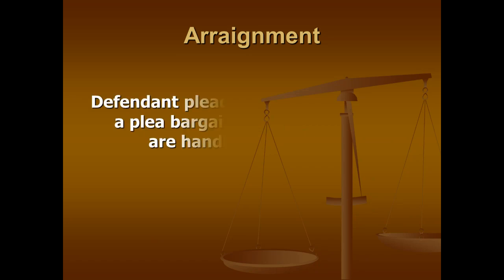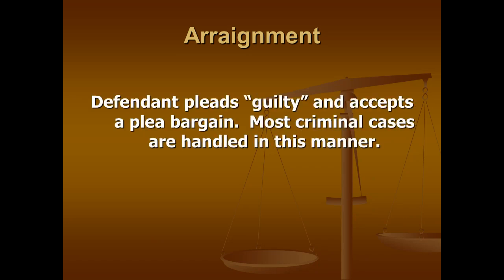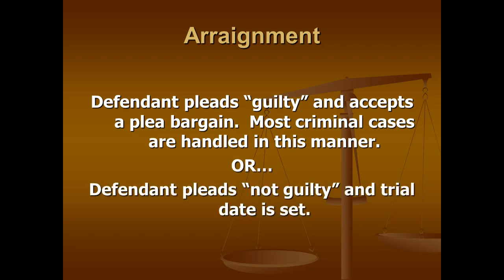And then you get to arraignment. This is where the defendant pleads guilty or not guilty, or accepts a plea bargain. Most criminal cases are handled here. Like when you get to arraignment and they plead guilty, it's usually part of a plea bargain. Now the other option is to say not guilty, and then they set a date for trial.